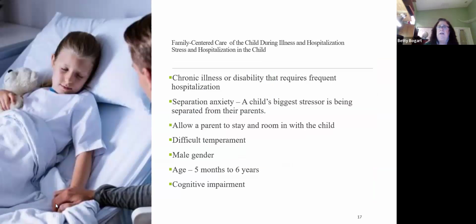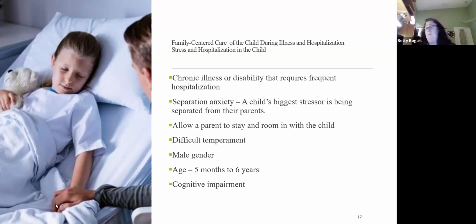So dealing with the stress of hospitalization, we know that one of the most frequent hospitalizations are those chronic kids, right? Your cystic fibrosis, your children with sickle cell disease. Remember, they've had a lot of chance for experiences that could have them scared. So we always remember that as we're working with these children to make sure that we don't scare them again.